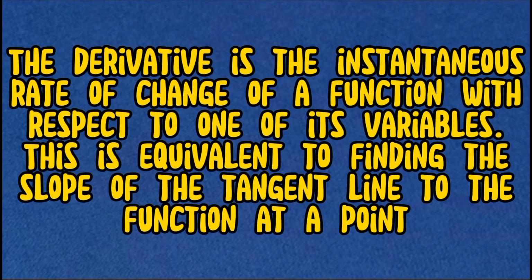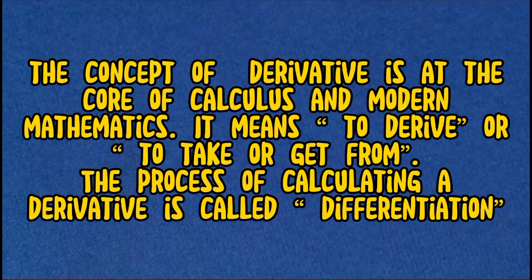The derivative is the instantaneous rate of change of a function with respect to one of its variables. This is equivalent to finding the slope of the tangent line to the function at a point. The concept of derivative is at the core of calculus and modern mathematics. It means to derive, or to take, or to get from. The process of calculating a derivative is called differentiation.